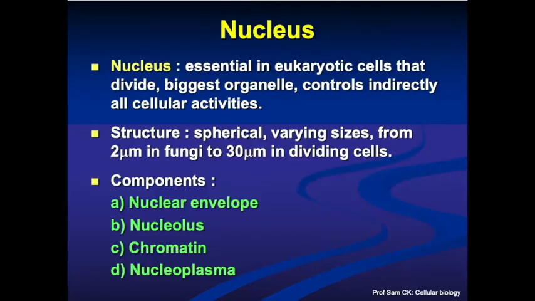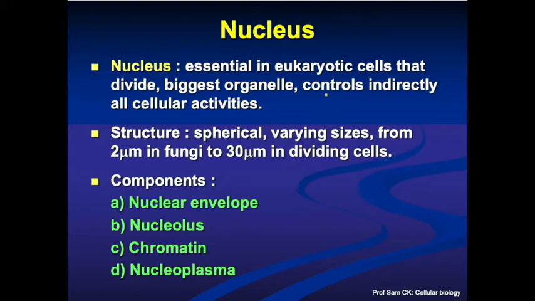All right, now moving on to the first structure that we're going to learn today, which is the nucleus. The nucleus is essential in eukaryotic cells that divide. It's the biggest organelle and controls indirectly all of the cellular activities, so the nucleus is like the brain of the cell. The structure is spherical and varies in size. The smallest can be around 2 micrometers in fungi, and up to 30 micrometers in dividing cells.